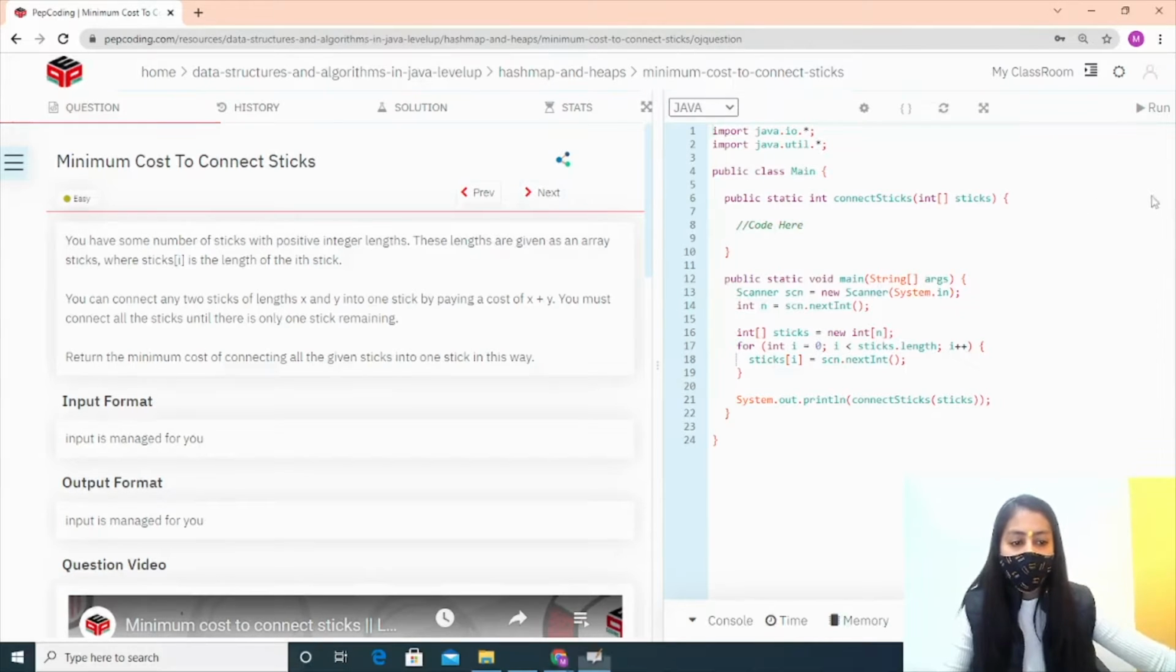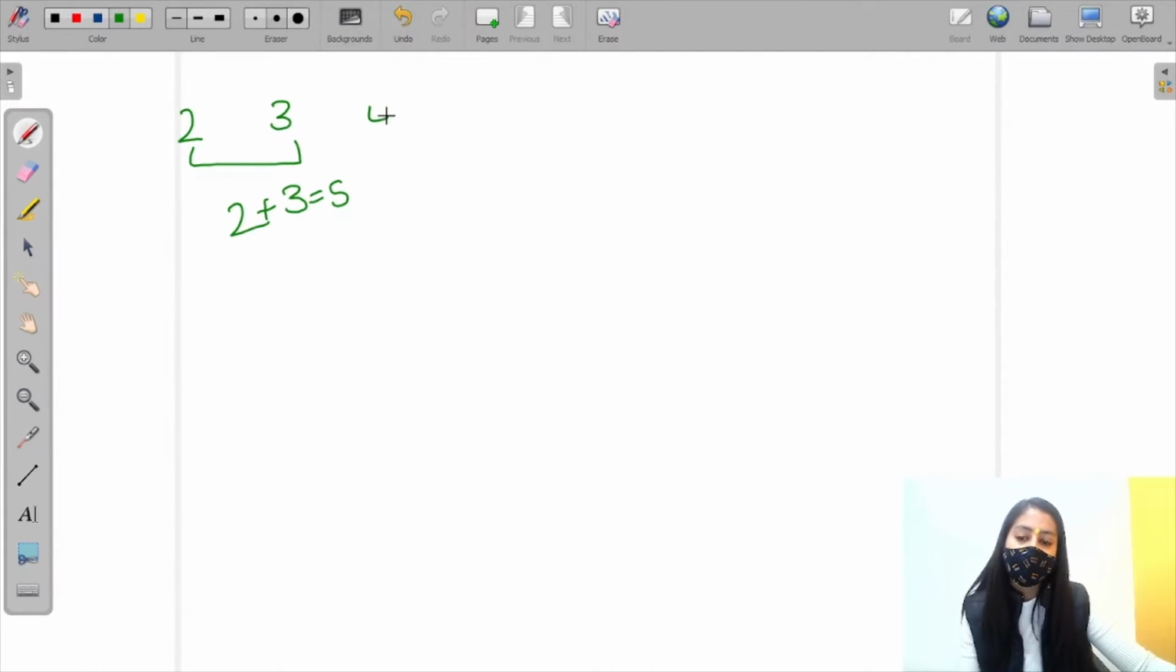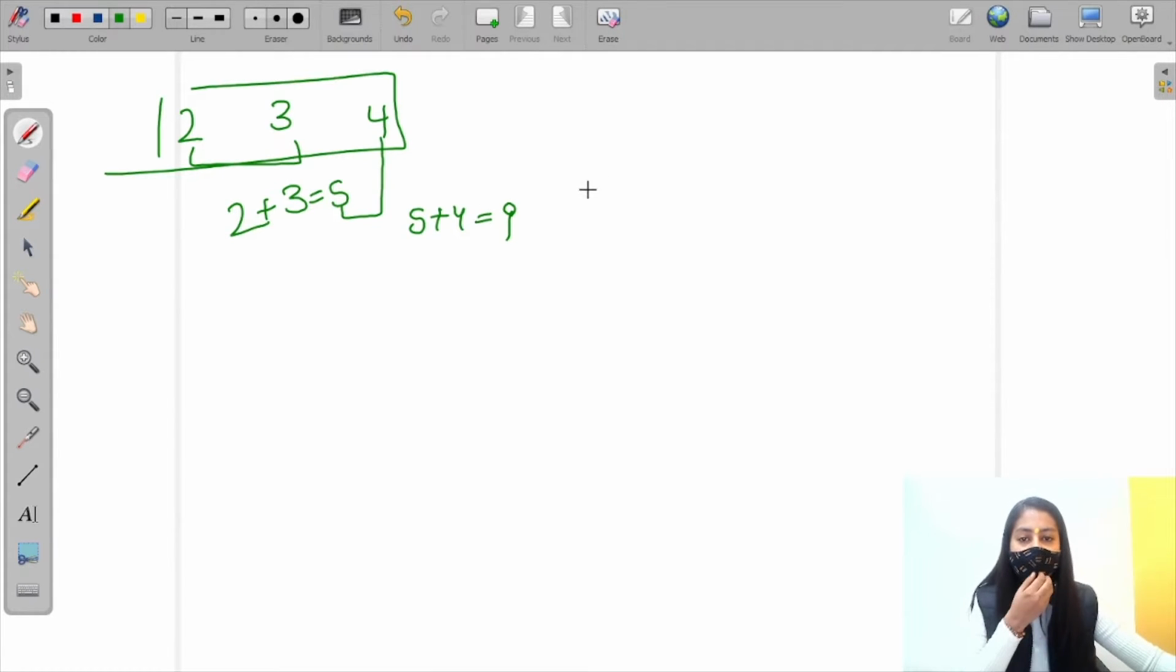So for example, if I have two sticks, 2 and 3, and I want to connect these two sticks, I have to pay a cost of 2 plus 3, that is 5. Similarly, if I have another stick, let's say 4, then in order to join these two sticks, I have to pay a cost of 5 plus 4, that is 9. So in order to join these three sticks into a single stick, I have to pay a cost of 9, right?